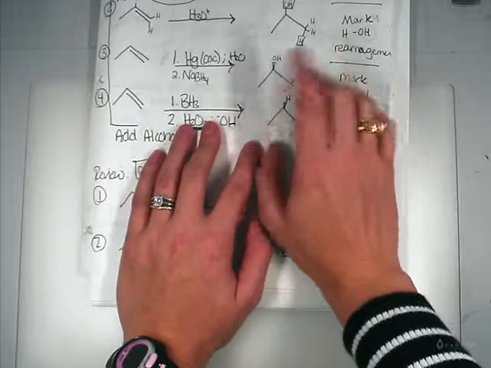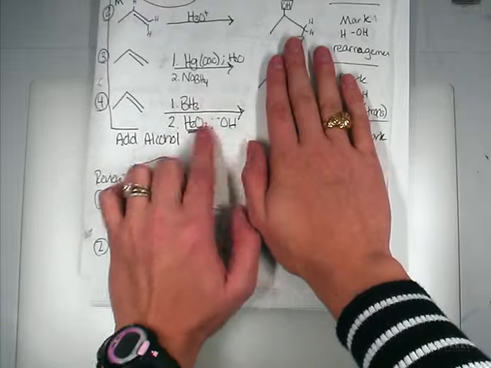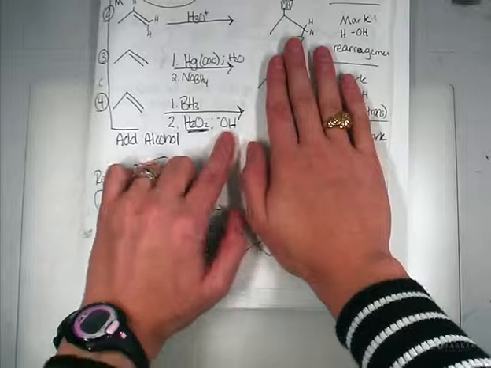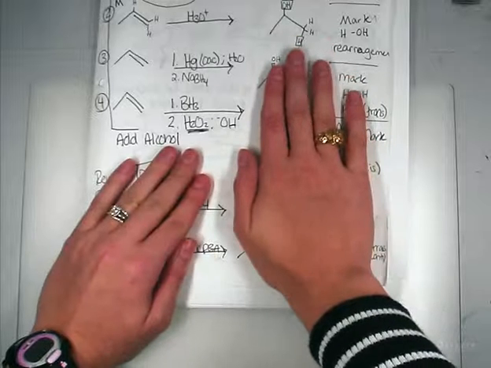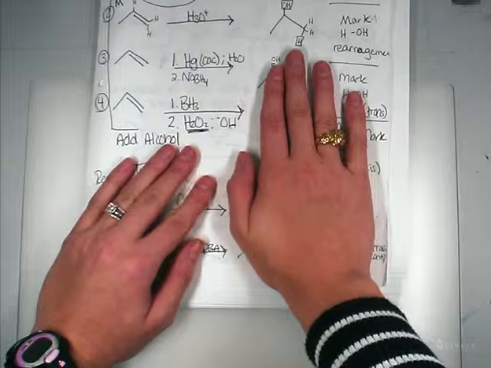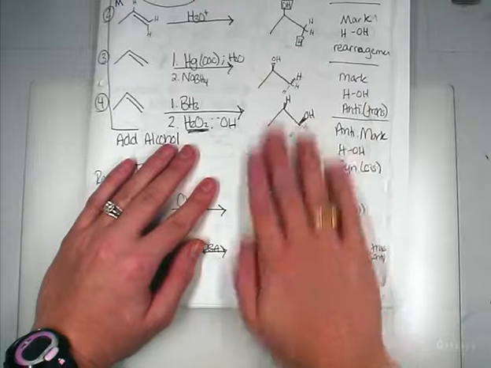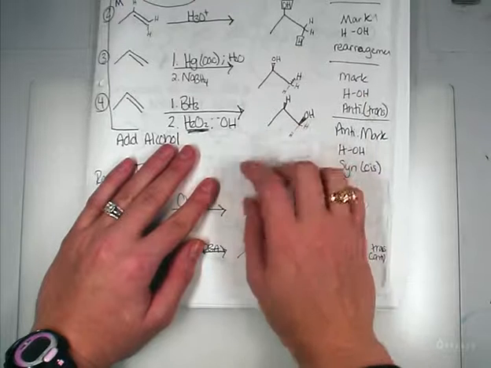Don't worry so much about the wedges and dashes for this one. So here, if I have BH3, peroxide, and either water or hydroxide, what would that put on the double bond? OH, Markovnikov, or anti? Anti, so the OH will go to the end or the center? The end, so you see the OH is at the end.